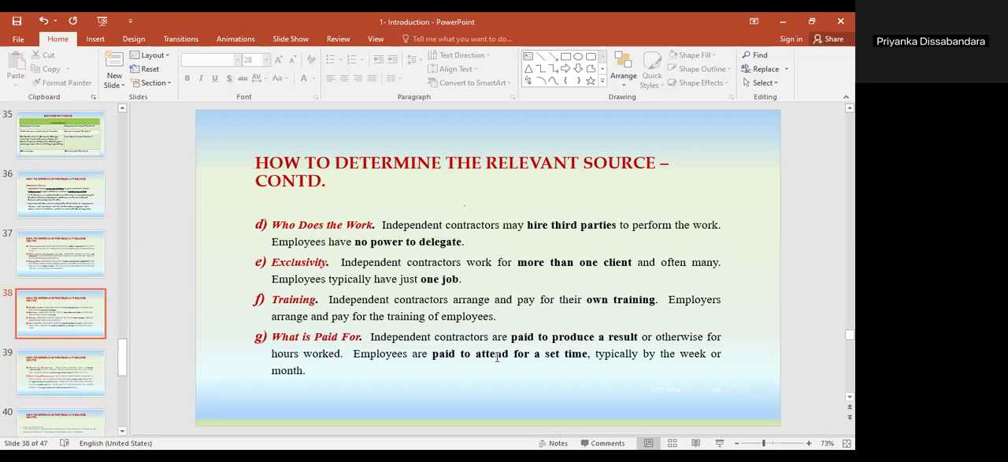Independent contractor work for more than one client. That means if that person is an independent contractor, at once he can work for several clients. But if that person is an employee, he can work for one employer at once.